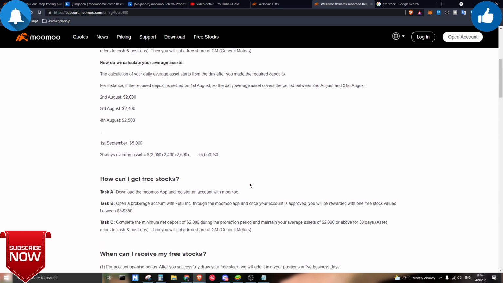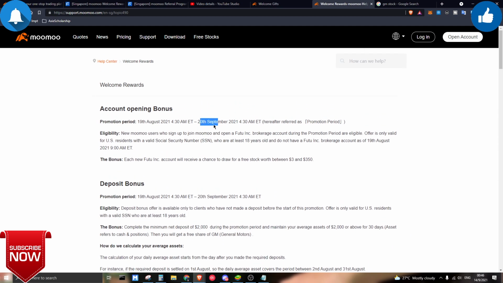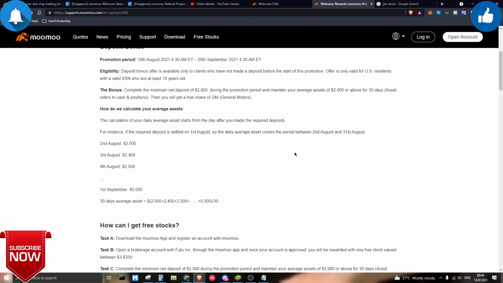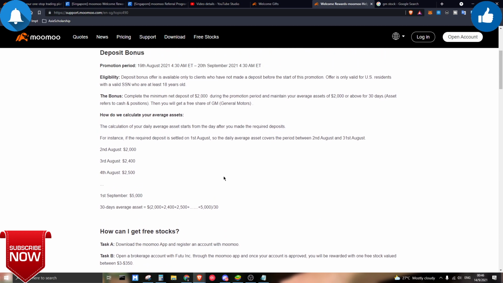Until the end of the promotion period. So the promotion period is going to end on the 20th of September. So if let's say you're going to hold your funds all the way until the 20th of September, you are able to unlock these free General Motors stocks. And after that, from there, I would say that over here, so yeah, basically it's for 30 days. So if let's say you start today, after 30 days you will need to hold your funds for 1 month in the stock in the moomoo application, and after that, from there you're able to unlock your funds.